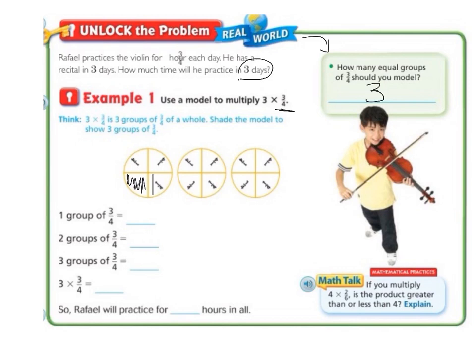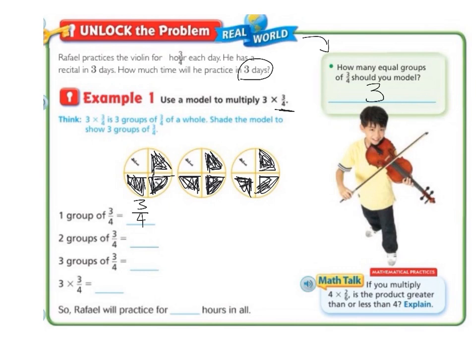So 1, 2, 3. There's 1 group of 3/4. Let's go to our next one. 1, 2, 3. There's 2 groups of 3/4. And here's our last one. 1, 2, and 3. 3 groups of 3/4.